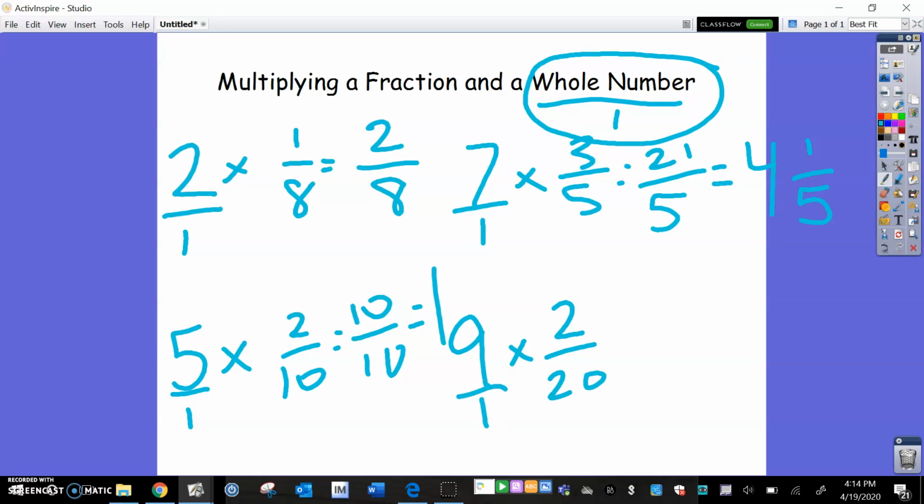All right, I have my 1 under my 9. 9 times 2 is 18. 1 times 20 is 20. And I can leave my answer just like this because my numerator is smaller than my denominator.